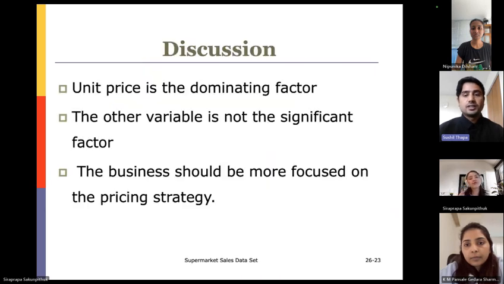So, the discussion part. As you can see, we ran the regression analysis and found that unit price is the dominating factor here. Unit price directly influences the total cost of the business; other factors do not dominate like the unit price. The other variables are not so significant here. So the main focus is that the business should focus on the pricing strategy, which will, I think, decrease the total cost and increase revenue and sales. So moving towards the next slide, please.